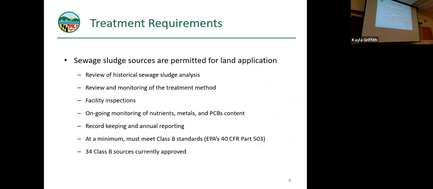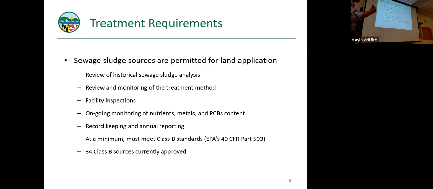So, treatment requirements. The treatment requirements for sewage sludge before a source, a wastewater treatment plant, is allowed to use its sewage sludge on the ground or for farming purposes. This is what happens. The sewage sludge analysis, various analysis reports are monitored. They analyze the sewage sludge and we review them. It says the review of historical sewage sludge analysis reports.